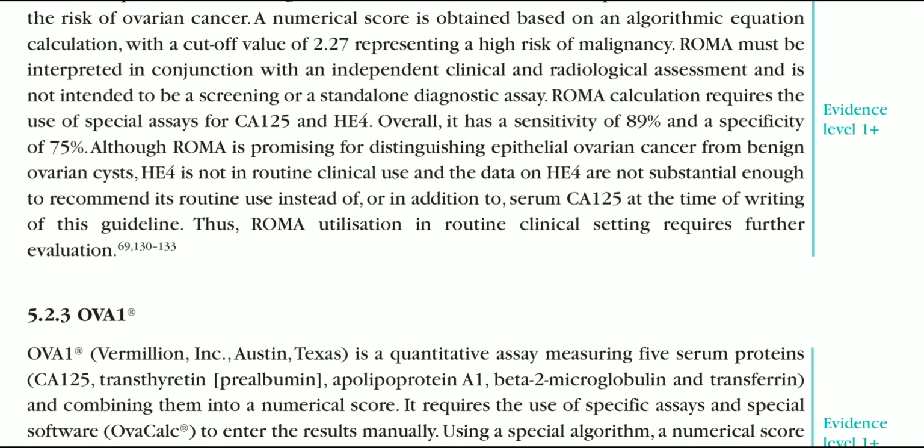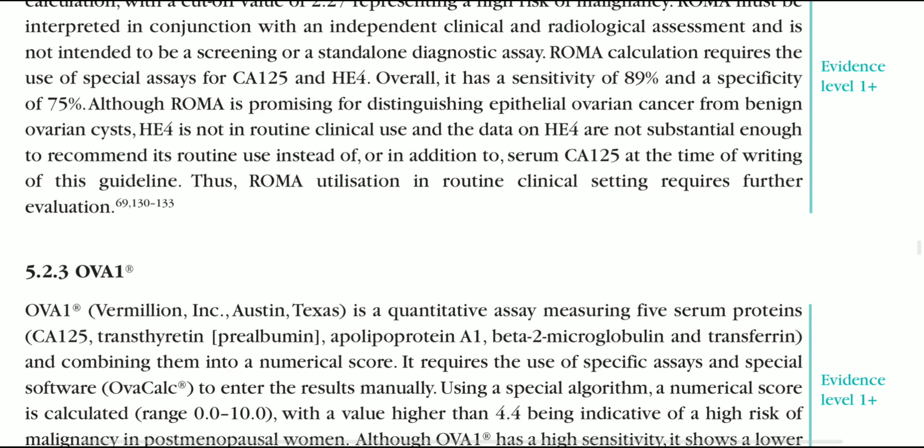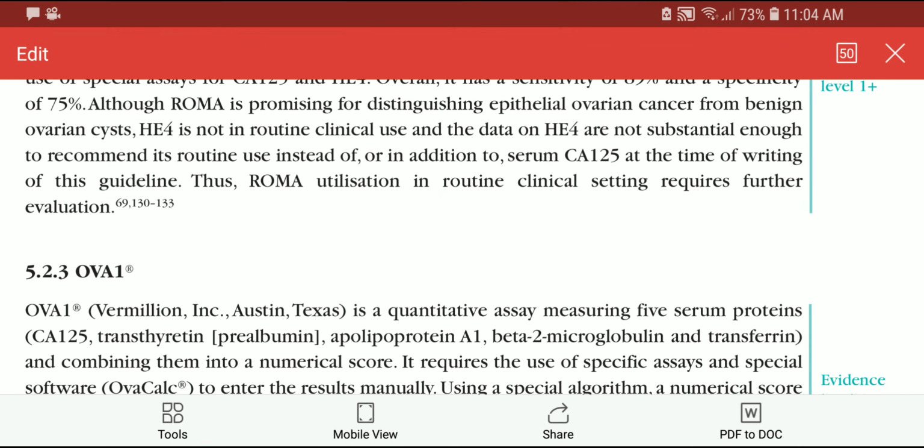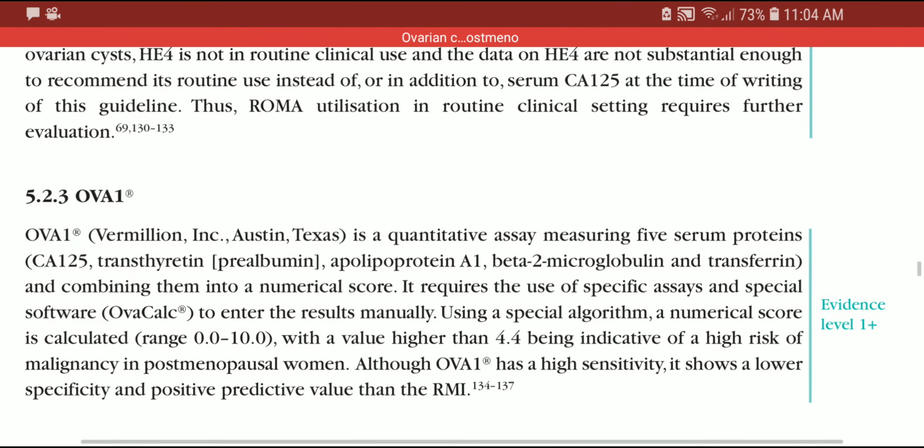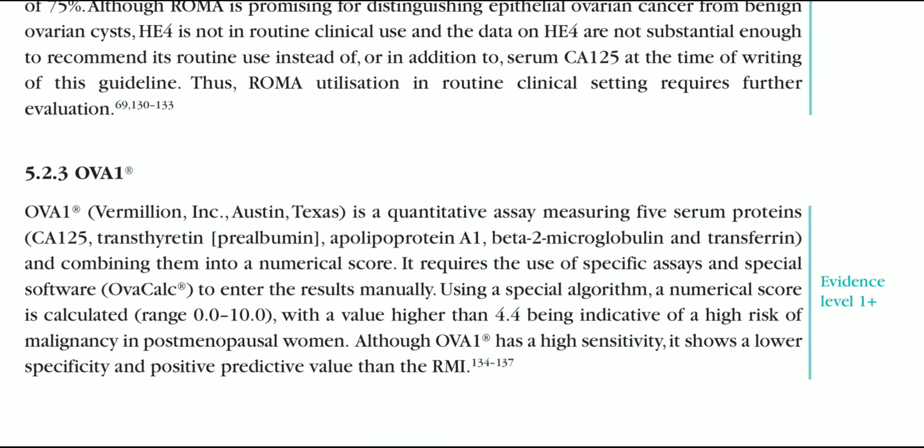Then OVA1. OVA1 uses CA125, transthyretin, apolipoprotein, beta 2 microglobulin and transferrin.